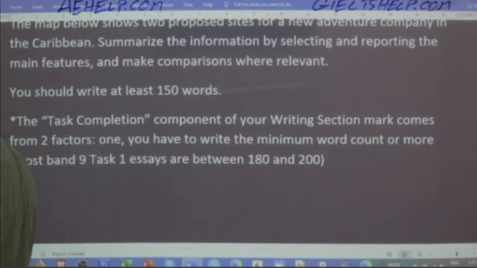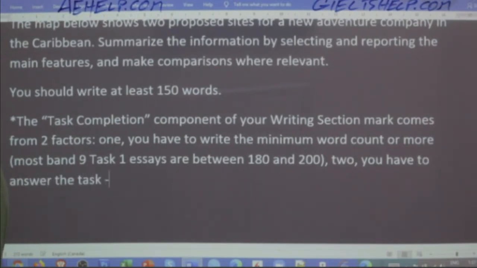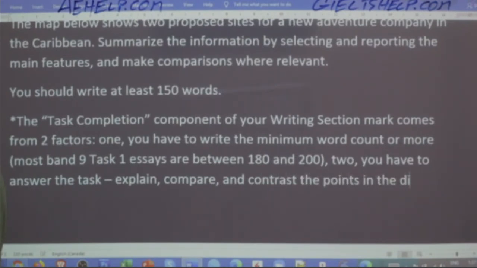All right, and second, you have to answer the task, meaning compare, explain, compare and contrast the points in the diagram. So you have to do all of that.